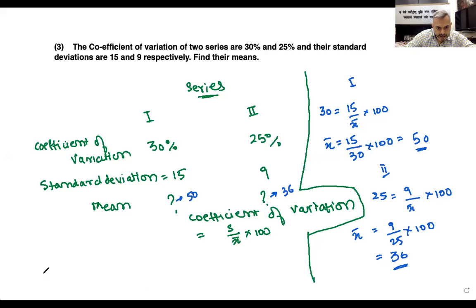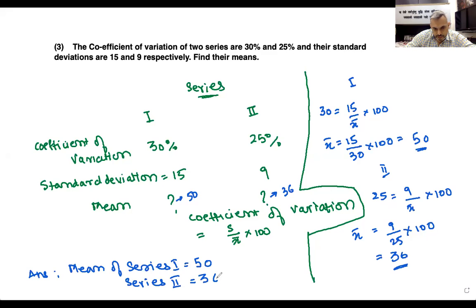So you can write the answer. Mean of series one is equal to 50 and mean of series two is equal to 36. This can come as a short sum, important for the exam.